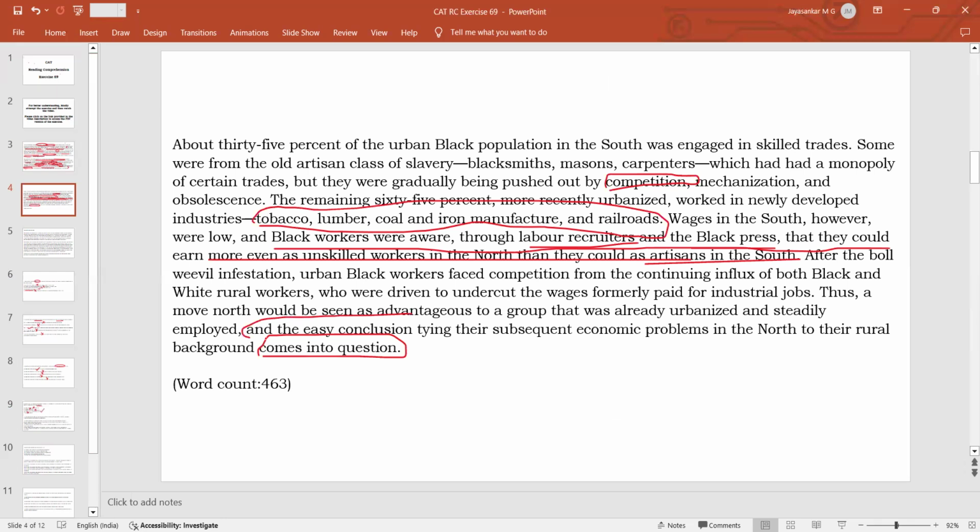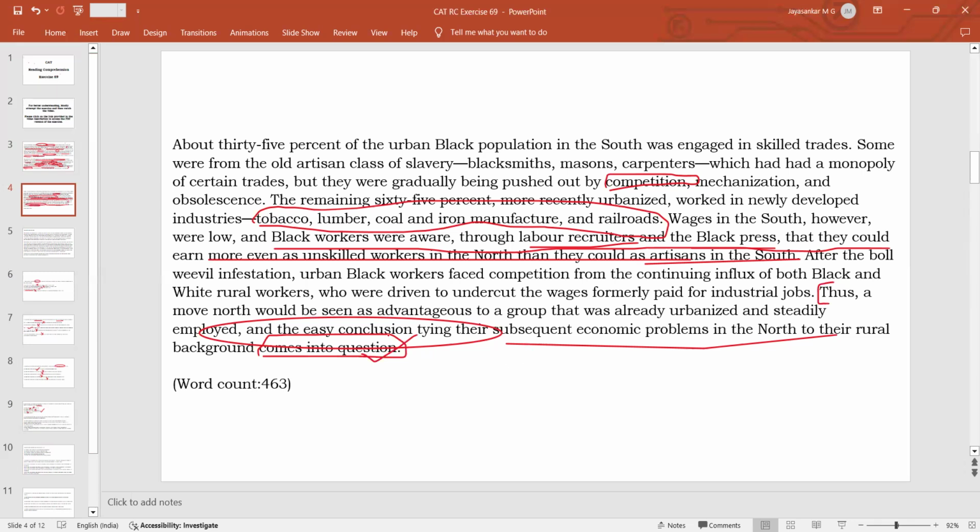The easy conclusion, the conclusion in the first paragraph, was that the economic problems of the migrated workers in the north were due to their rural background. So that was the easy conclusion, and this is doubtful. This is very, very important. This is the final point that the author is making. Because of the above reasons, we cannot say that the easy conclusion connecting the economic problems of the migrated workers to the north to their rural background is a doubtful conclusion.